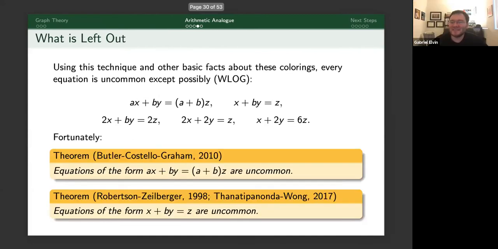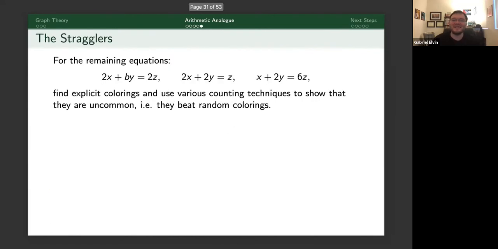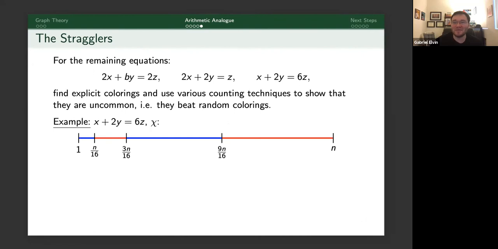And so that takes care of the top two sets that I have up there. And so we're still left with these three. How we did these last stragglers was we just found explicit colorings and used various counting techniques to show they're uncommon, that they'd beat random colorings. So not really an example or a proof, but just as a quick example of what this coloring might look like, for this equation, x plus 2y equals 6z, we used this coloring, counted it with some indirect counting techniques, and we were able to show that it was uncommon.